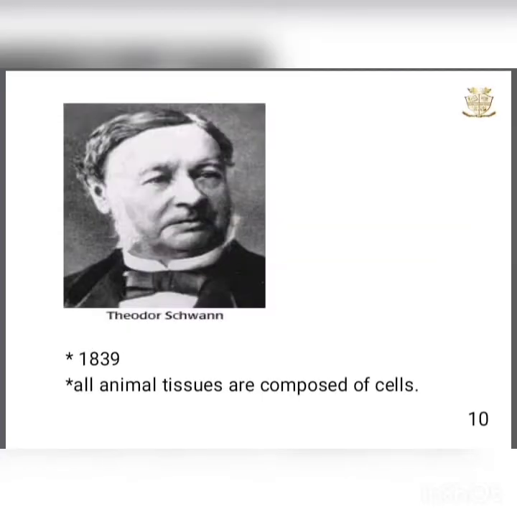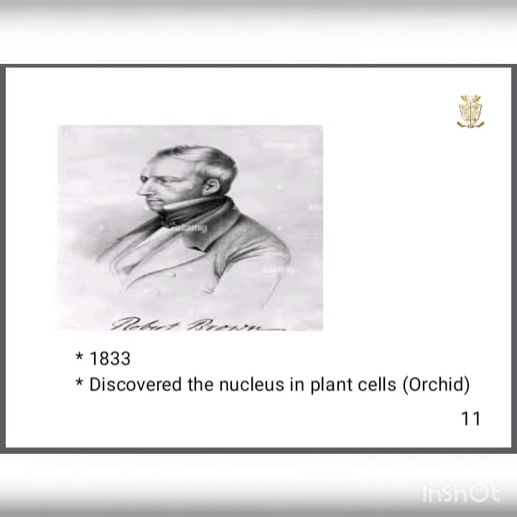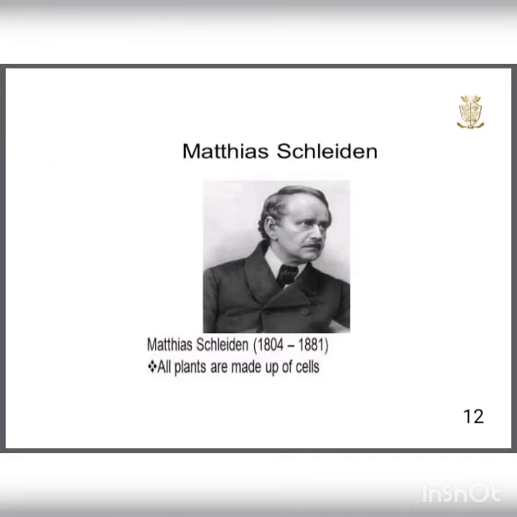Theodor Schwann. He concluded that all animal tissues are composed of cells. Robert Brown. He discovered the nucleus in plant cells. Matthias Schleiden. He concluded that all plants' tissues are composed of cells.